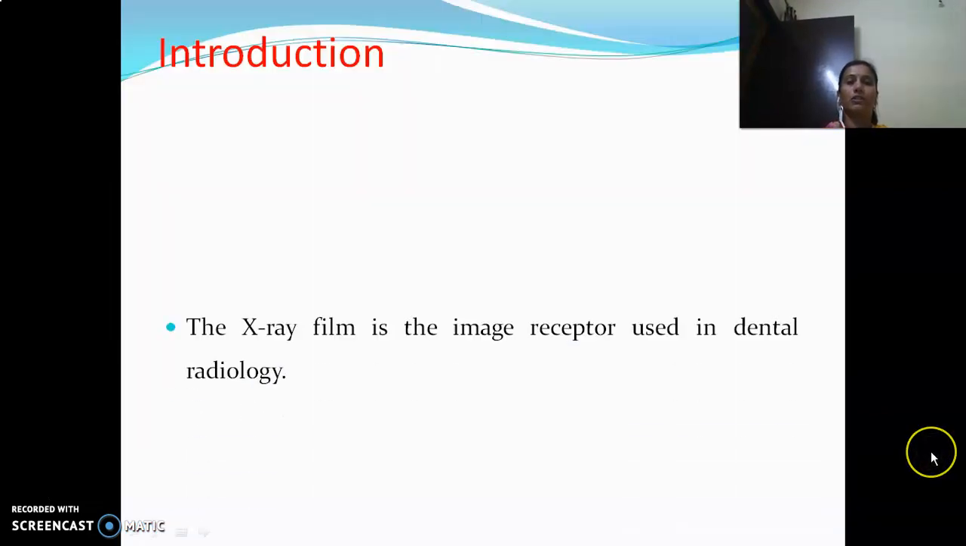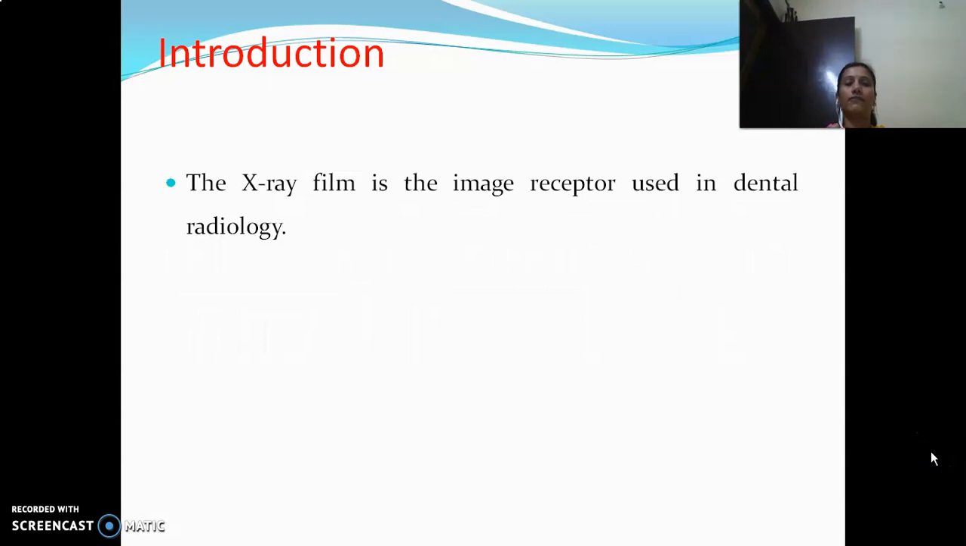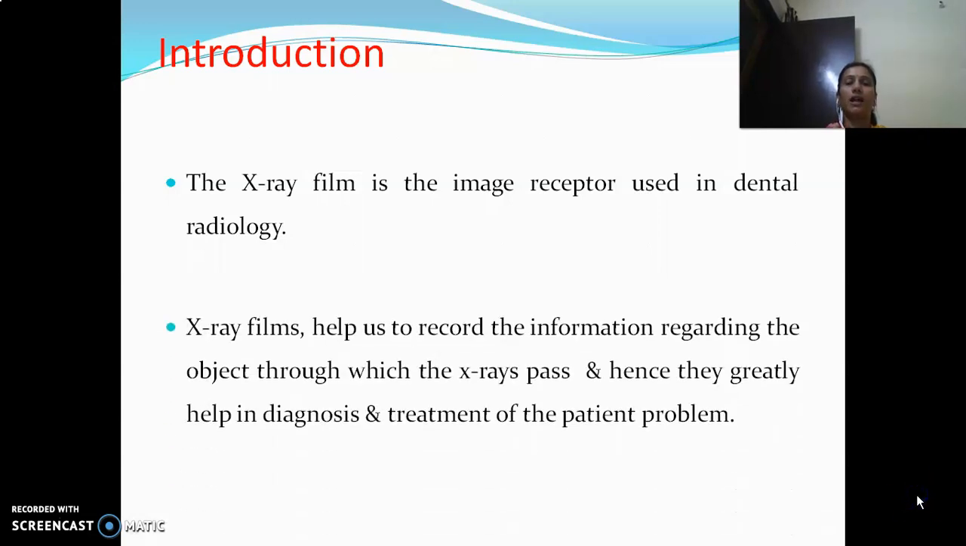To introduce the topic, the X-ray film is the image receptor used in dental radiology. X-ray films help us to record the information regarding the object through which the X-rays pass, and hence they greatly help in diagnosis and treatment of patient problems.